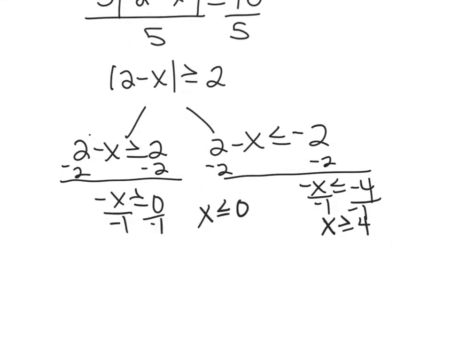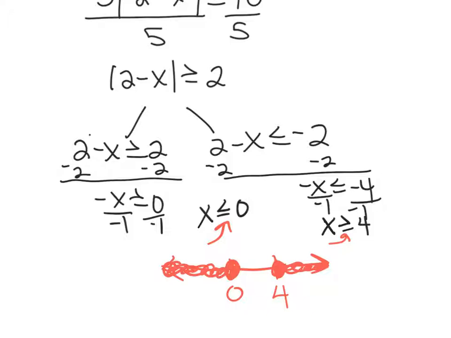All right, so in another color, I'm going to come up here. I'm going to go down. So I'm going to go ahead and make a number line, and I'm going to place 0 on the number line and 4 on the number line. Because we have the equal sign, I'm going to shade them in. This says x is less than 0, so I'm going to shade this way. This says x is greater than 4, so I'm going to shade this way. So there we have it, problem number 1.